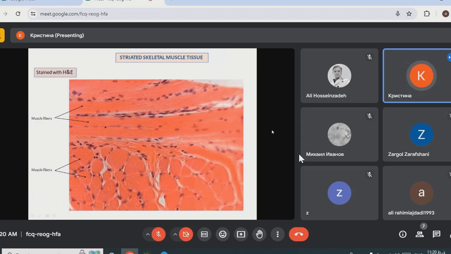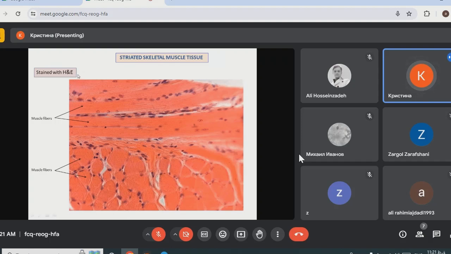So this is how muscle fibers look in histological sections. Here you can see them, and in longitudinal section you can see cross striations, these lines which go along the muscle fibers. These lines which go longitudinally are actually myofibrils. Myofibrils are the structures that are stained with eosin.